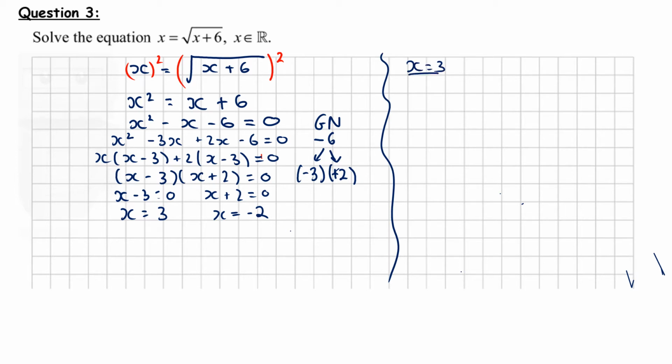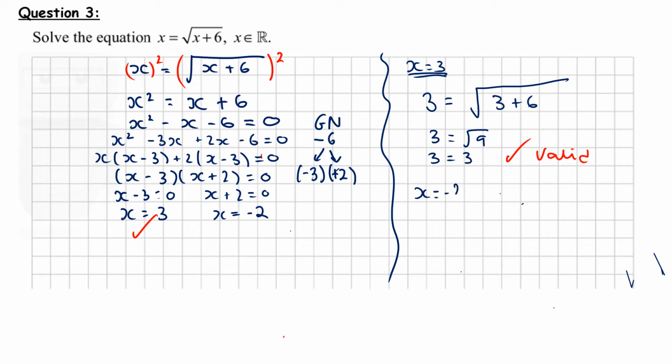Are both valid? So x equals 3. If we sub that in, we get 3 is equal to the square root of 3 plus 6, which is 3 is equal to the square root of 9, which is 3 equals 3. And that is valid. So we figured out that that answer is good. The next one is x equals minus 2. So we sub that in. Minus 2 is equal to the square root of minus 2 plus 6. Minus 2 is equal to the square root of 4. And that is not valid.